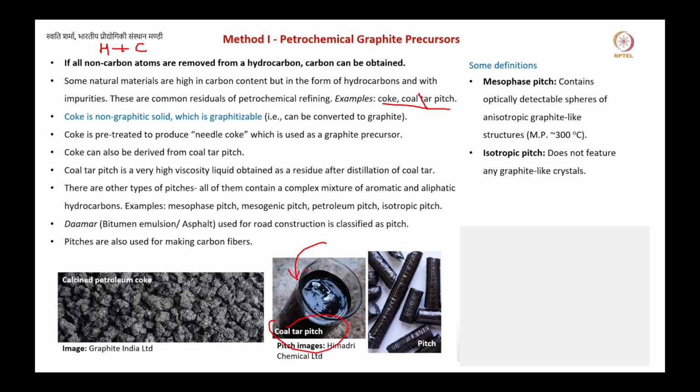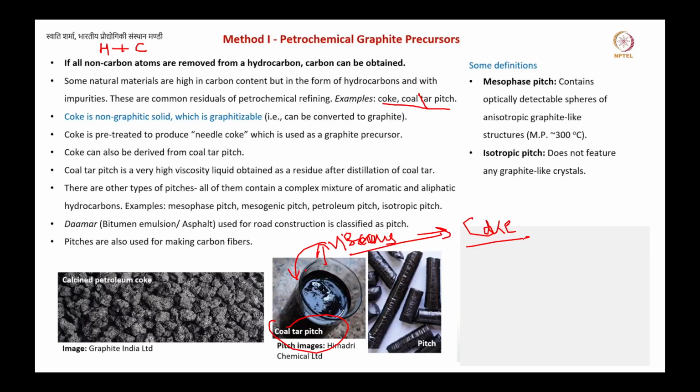So this is, you can see, kind of a very highly viscous, sorry, very, it's kind of a gel coal tar pitch. So from here you can get some coke by processing it. Coal tar pitch is a very high viscosity liquid obtained as a residue after distillation of coal tar.